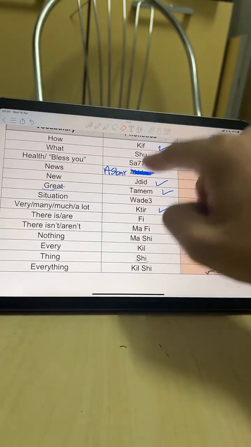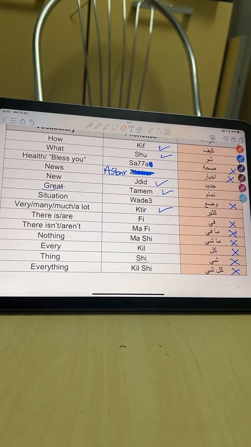If you sneeze, you will say sahha to that person. But if you're religious, you will say rahamakullah. That's like he's Muslim, this is 100% very Muslim, it's not really Muslim.